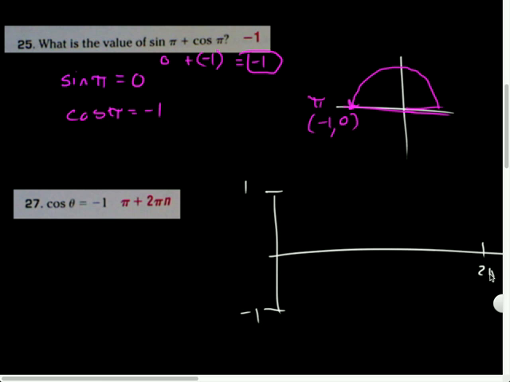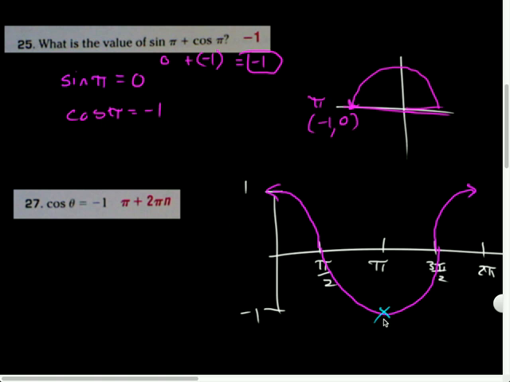Here's my 2 pi. Here's my pi. Here is my pi over 2, and here would be my 3 pi over 2. So cosine as a graph looks something like this. It starts at 1, drops down to 0, drops down to -1, back up to 0, and back to +1. So I want to know, when is it equal to -1? It appears that's the case at pi. So that's where that occurs.